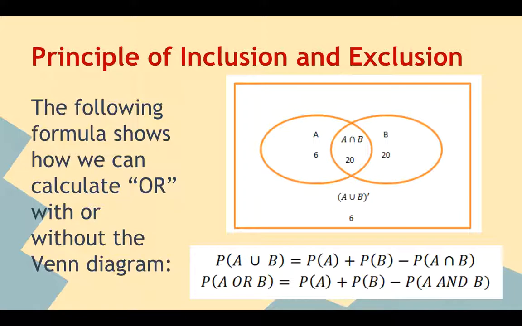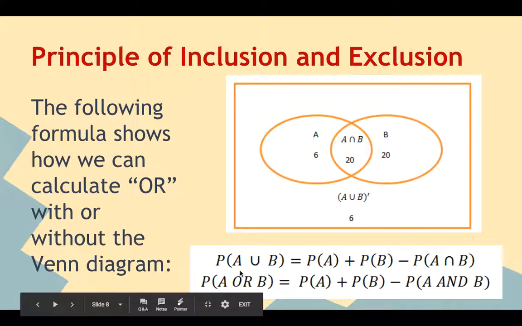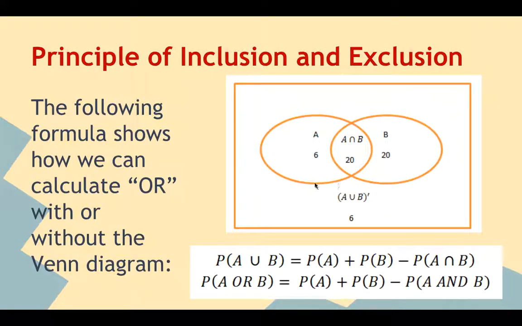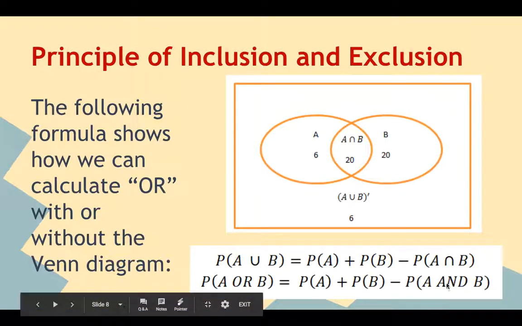So it's just this idea that if you wanted to find the union, you can add the probability of A plus the probability of B, or the number of A and number of B, and then subtract the intersection. Because if you watch my mouse, you can see when I count A, I count the 20 and the 6. And then when I count B, I count the 20 and the 20. But because we counted the 20 twice, we actually have to subtract that off. And these are the same formula, it's just that union is "or" and the intersection symbol is "and."